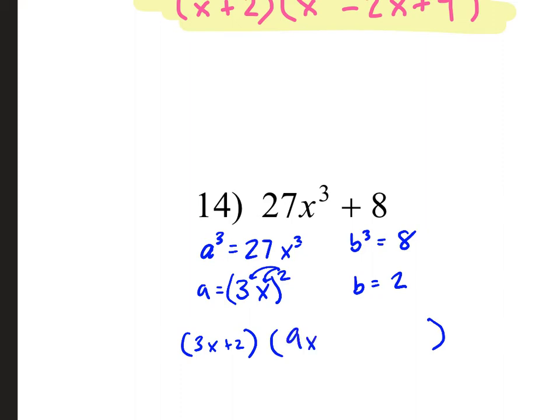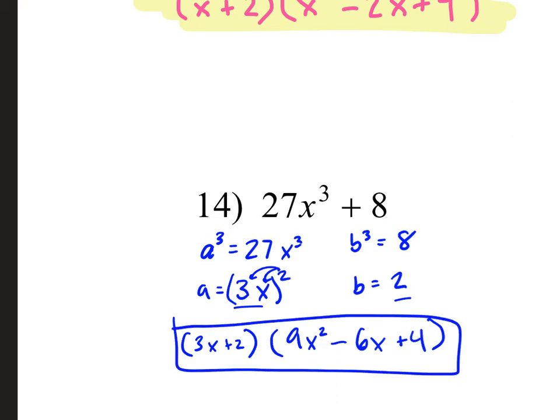Awesome, 9x squared. Then minus a times b. So 3x times 2. How would we write that? 6x. And then plus b squared. 4. Awesome. Any questions on this section?